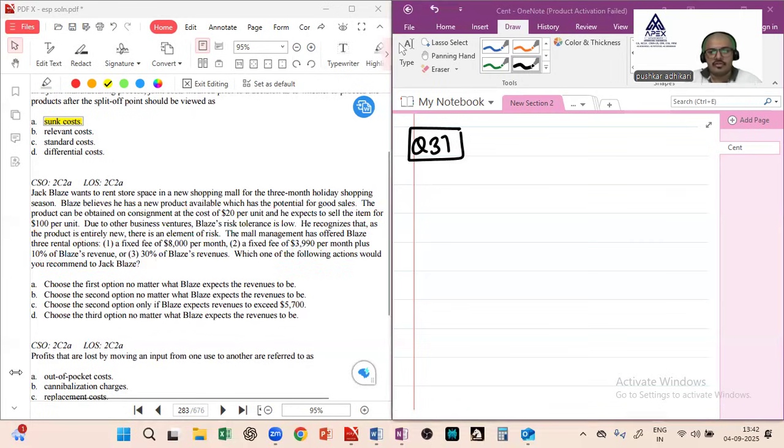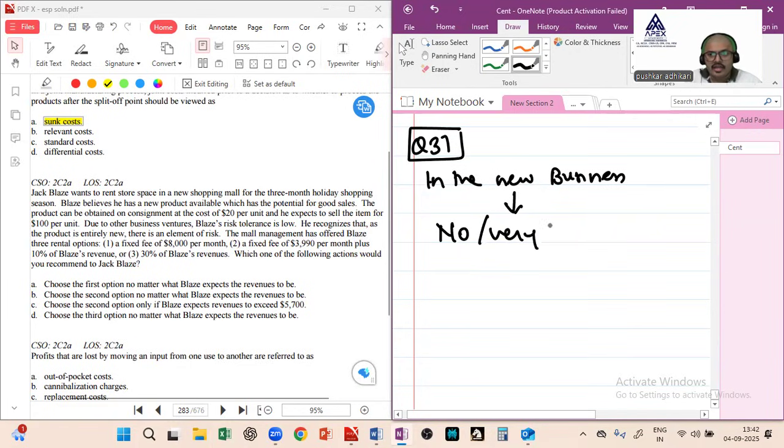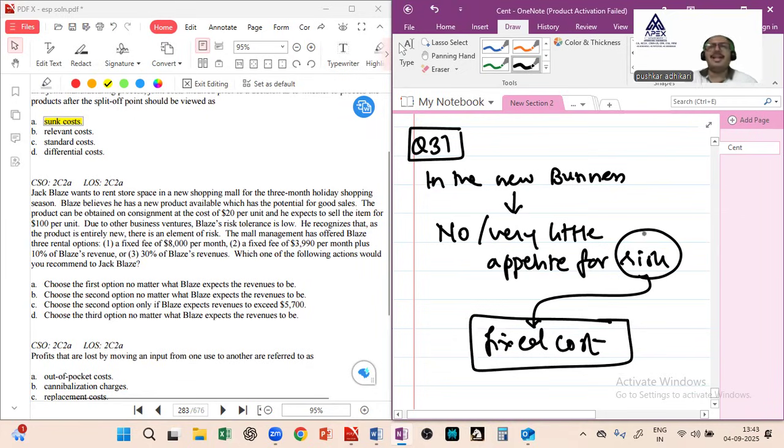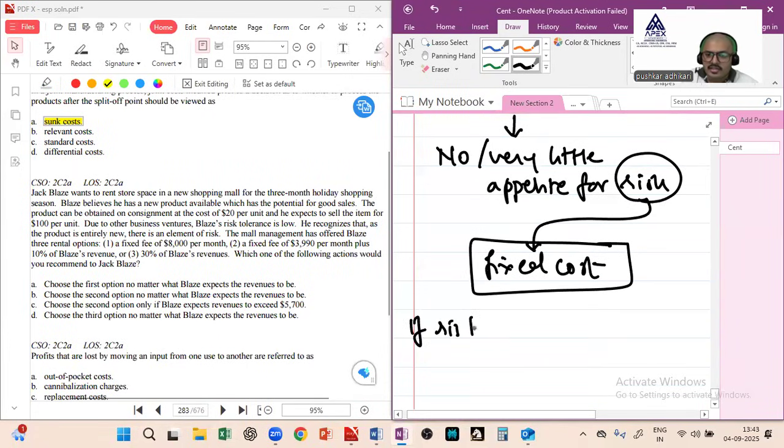Now, please try to understand first of all. In the new business, Jack has no or very little appetite for risk. What is the meaning of risk? Risk means fixed cost. Don't forget the concept of leverage, even if you are doing costing. What is operating risk? Operating fixed cost. What is financial risk? Interest cost. So, for me, risk is a fixed cost. So, what has to be avoided?